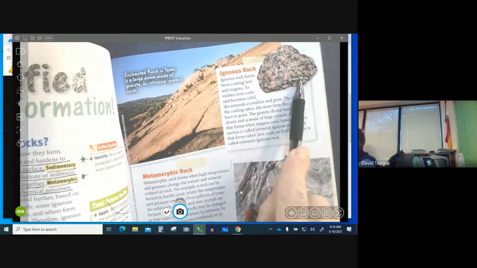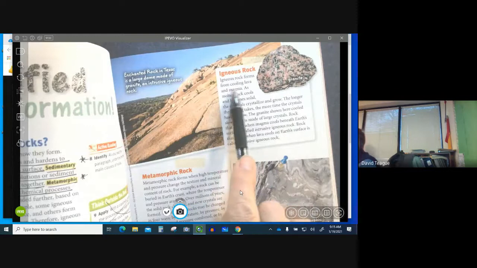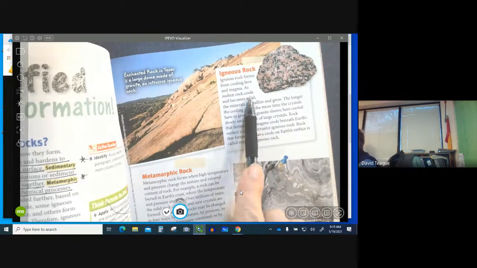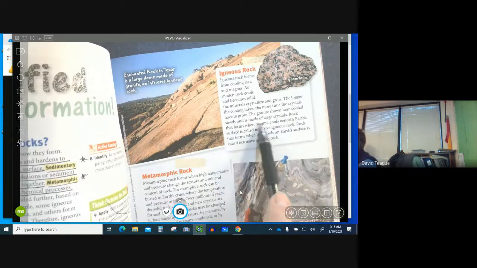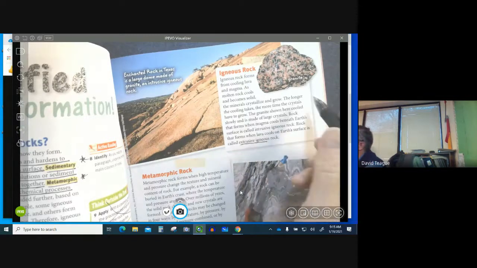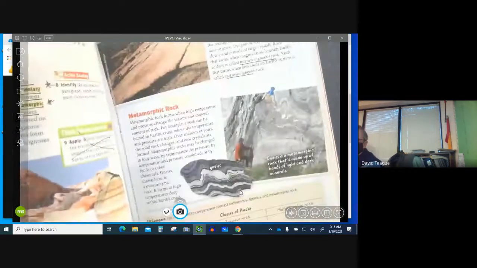Igneous rock. This is a picture of granite. Igneous rock forms from cooling lava and magma. As the molten rock cools and becomes solid, the minerals crystallize and grow. The longer the cooling takes, the more time crystals have to grow. The granite shown here cooled slowly and is made up of large crystals. Rock that forms when magma cools beneath the Earth's surface is called intrusive igneous rock. Rock that forms when lava cools on Earth's surface is called extrusive igneous rock, right? We know that.